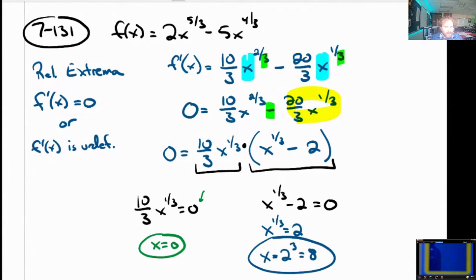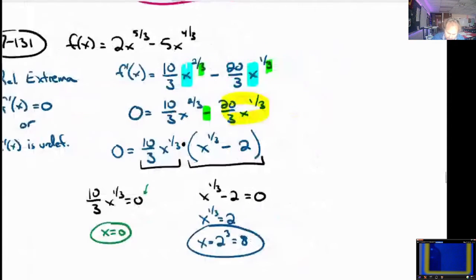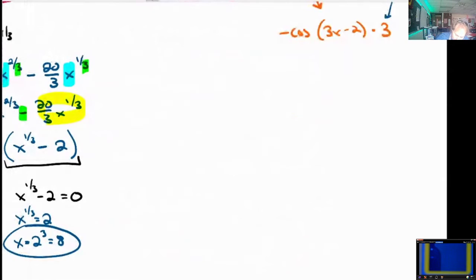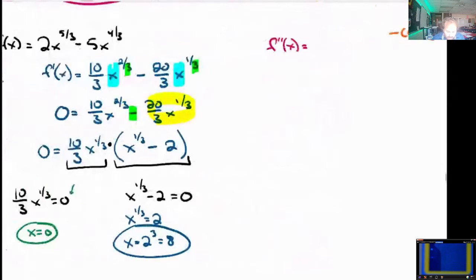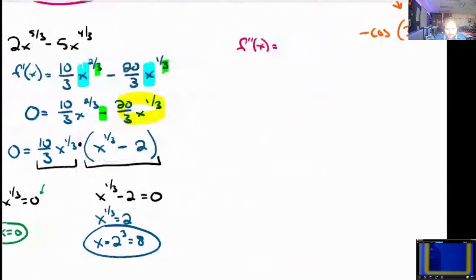Now, as far as whether it's a minimum or a maximum, there are a couple of different ways we could think about that. We could go to the second derivative and talk about concavity. And since we have to do that for part of this problem anyway, let's think about concavity next. Let's talk about f double prime of x in this problem. It's usually a little more challenging to get, but we'll take our original derivative. For the first term, 2/3 times 10/3 is going to give you 20/9.